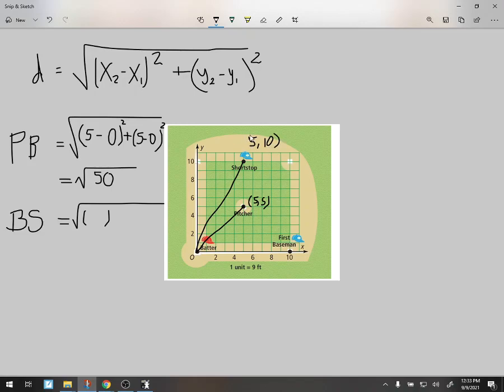Okay. So you could start with the 5 and the 10. You could start with the 0 and the 0. It doesn't matter. So like if I start with the batter this time, I'd say 0 minus the shortstop is 5. You know, I'm using the x's first, squared, x2 minus x1, then plus y2 minus y1. So I'll say batter minus, so the batter's y was 0, shortstop's y was 10.